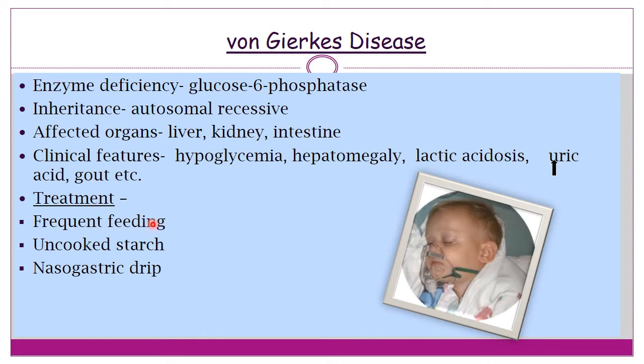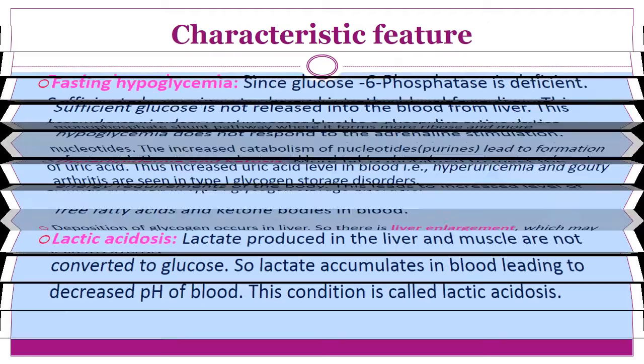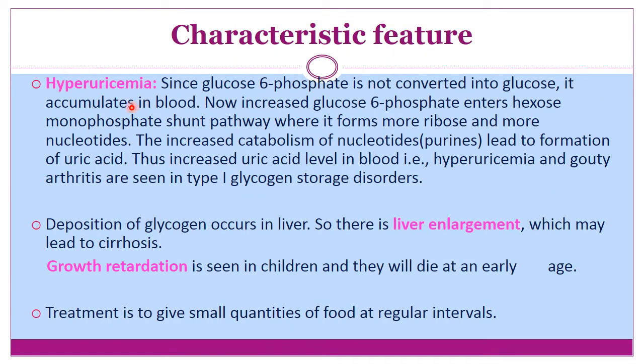Now treatment is what? Frequent feeding, uncooked starch and nasogastric drip are the treatment. Now hypoglycemia, hyperlipidemia, lactic acidosis and hyperuricemia are the characteristic features. Then we see deposition of glycogen may cause liver enlargement, and growth is retarded in children. They may die at an early age. Treatment is to give small quantities of food at regular intervals.